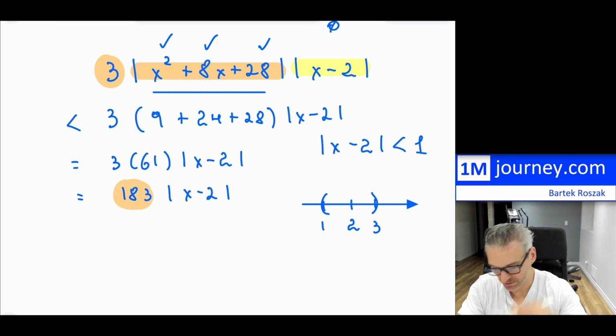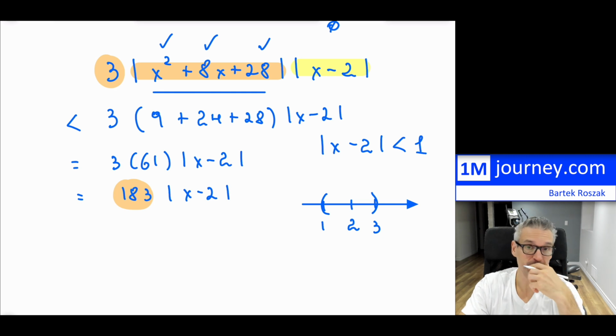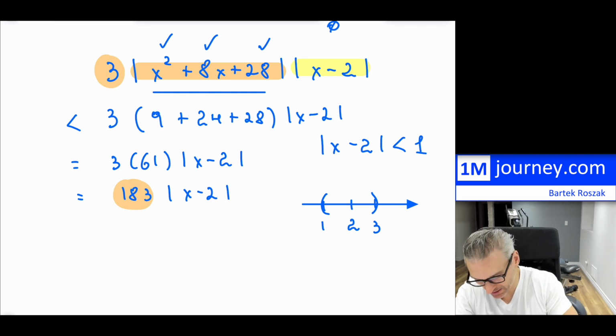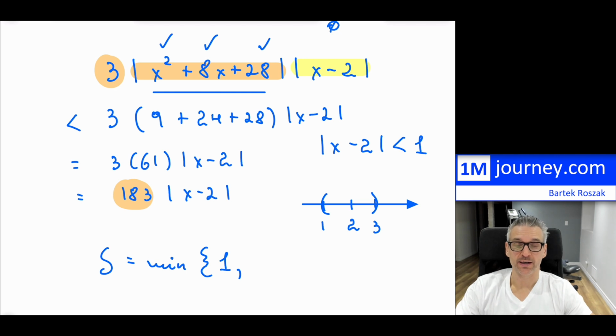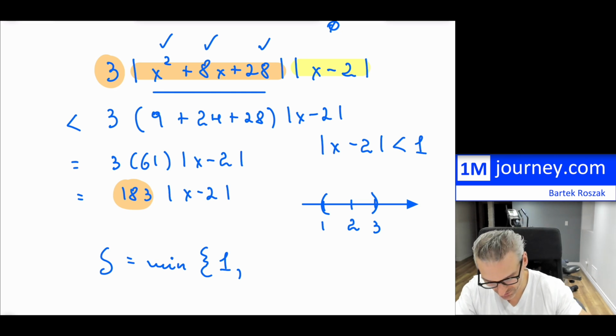It's rather large actually in comparison to the other examples. What this would mean is that your delta, you can let delta equal the minimum, whichever one is smaller. Remember, if a delta works, then anything which is smaller than that delta will also work. Just make it more conservative, and that's okay. It's going to be epsilon over 183.